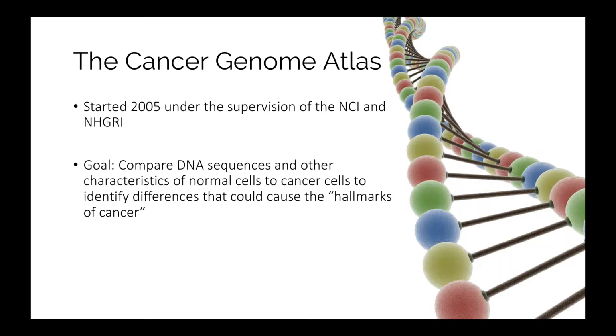Now, the Cancer Genome Atlas started in 2005 under the supervision of the NCI and the National Human Genome Research Institute. And its goal was to compare DNA sequences and other characteristics of normal cells to cancer cells to figure out what the differences were between the two and which differences caused what are known as the hallmarks of cancer. Now, these hallmarks, these 6 abnormal abilities that cancer cells have, allow them to override the controls that are built into the body and spread through the body in a lethal manner.